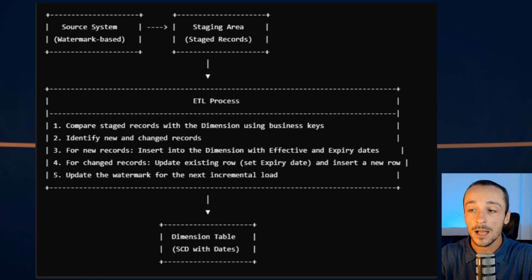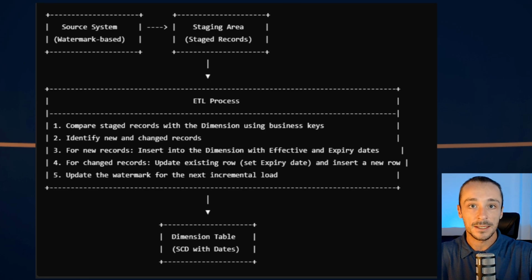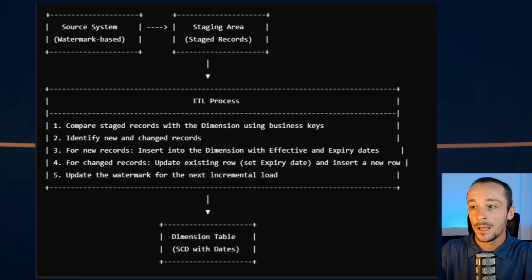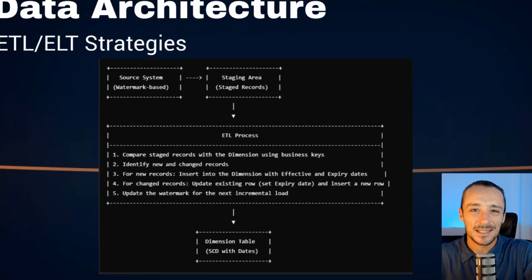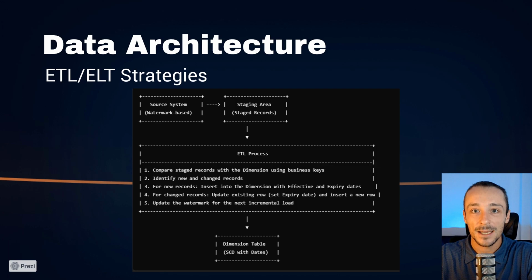Now the ETL process will compare staged records with dimensions using business keys. As previously stated, we have the surrogate key. Identify new and changed records. For new records, we insert into the dimension, and for changed records, we just update the existing row. So this is, from a very high level, how SCDs fit into the data architecture.